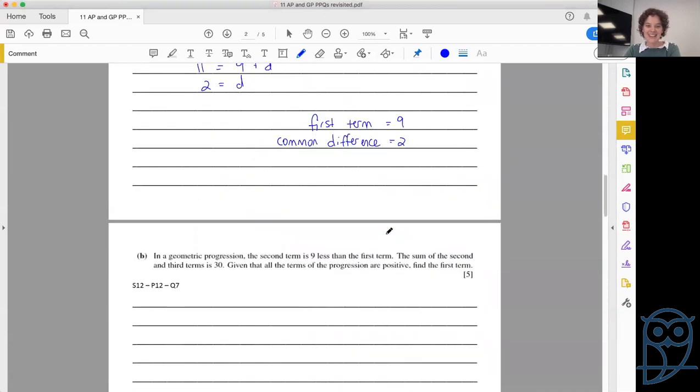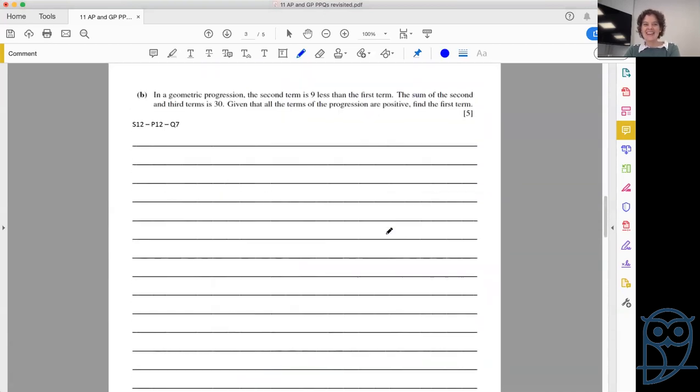It's also more fun. Okay, so in a geometric progression, the second term is 9 less than the first term. The sum of the second and third terms is 30. Given that all terms of the progression are positive, find the first term. Now that is a lot of information. So we breathe, we smile, we say, I know how to summarize.